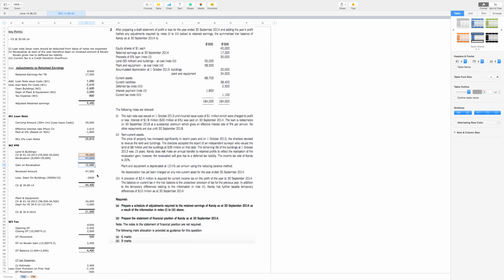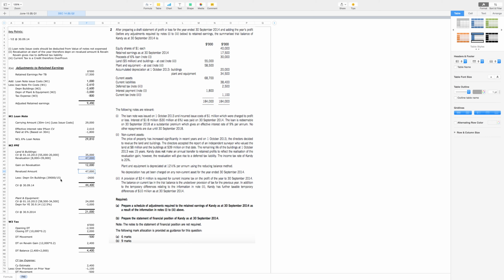Now, this gain would be represented in your revaluation reserve, which we'll come to later with the statement of financial position, and also in your other comprehensive income. However, we are also told that it gives rise to a taxable temporary difference, so we deduct the taxable temporary difference off your revaluation gain in your revaluation reserve. So we then go on and we have the revalued amount of 47 million less the depreciation on buildings. Buildings only. Don't forget, we don't depreciate land, we depreciate the building.